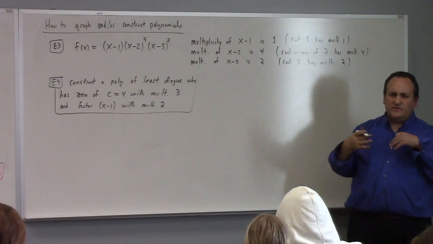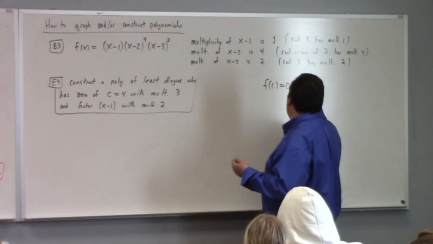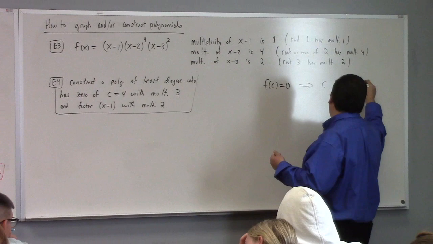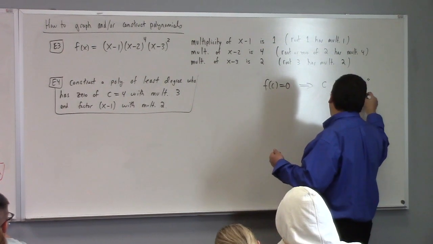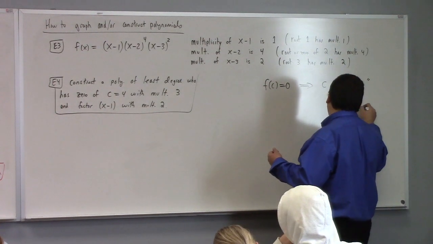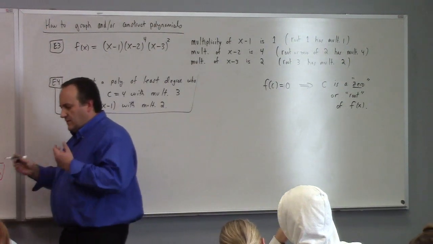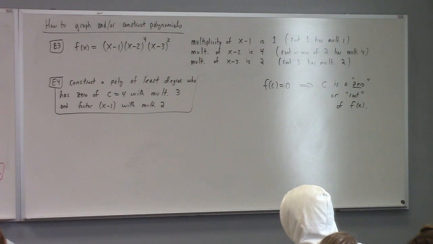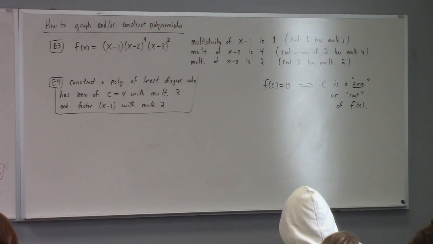The words root and zero are synonymous. So f of c is equal to 0 means that c is a zero or root of f of x, okay? So that's the language I'm using here. A zero is something that when you plug it into the function, it makes it 0. We also call that a root of the function. And I'll use both terms. I forget which one I'm using sometimes, okay?